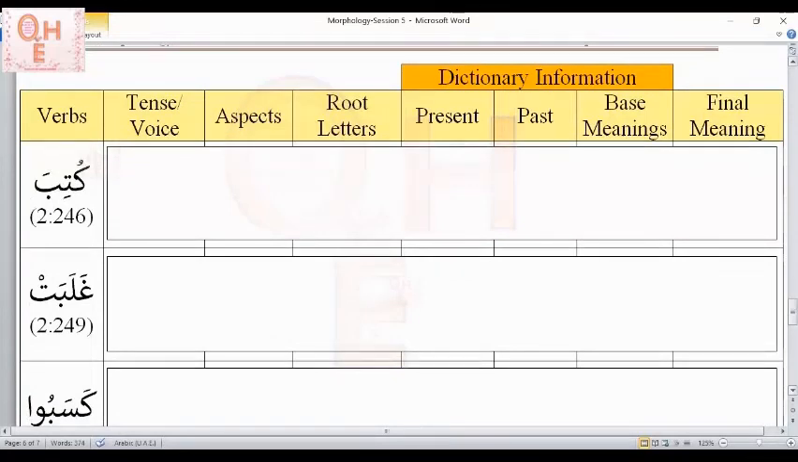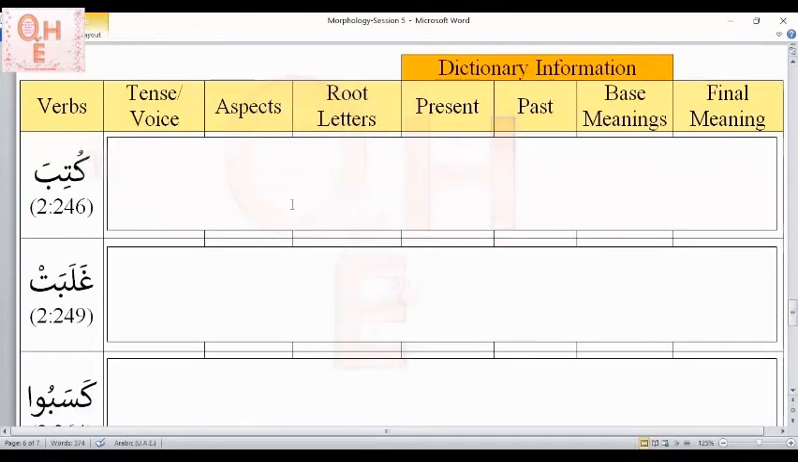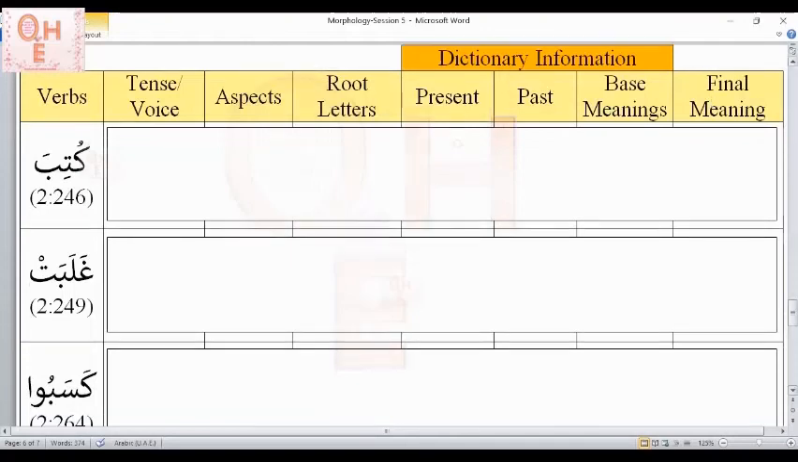I have 3 words over here: Kutiba, غلبت, kasabu. For these 3 words, inshallah, first try to find the tense, voice, aspects, and the root letters. Once you have the root letters, go to the dictionary and find the past and present tense pattern for those root letters and the base meaning, then finalize the meaning. If you have any question, please put it in the comment section.